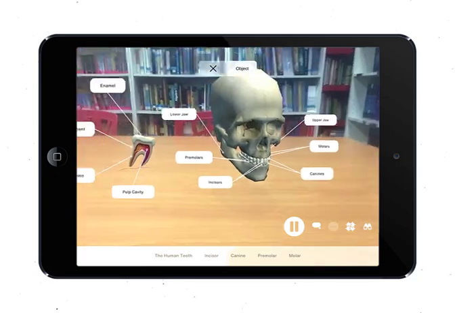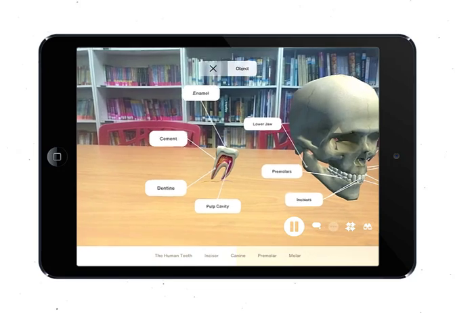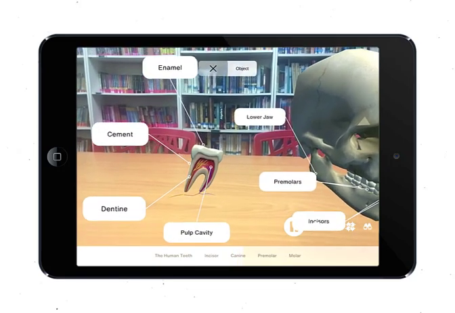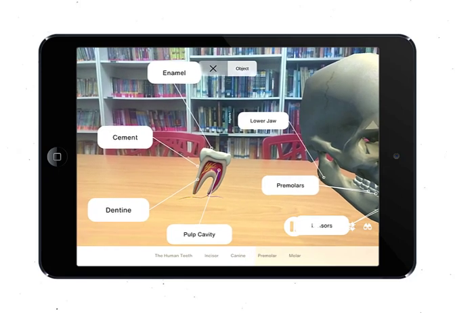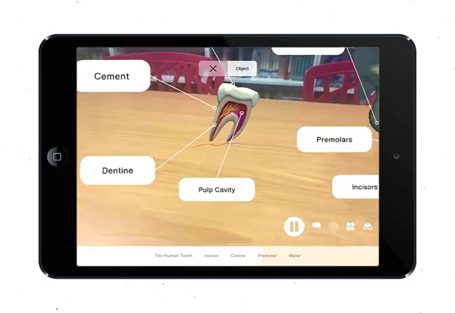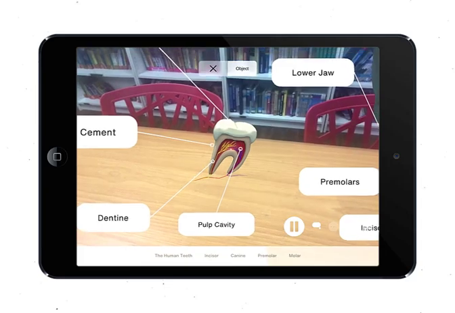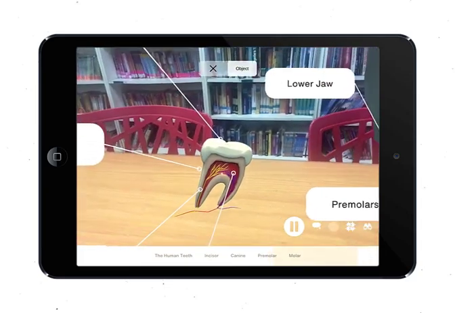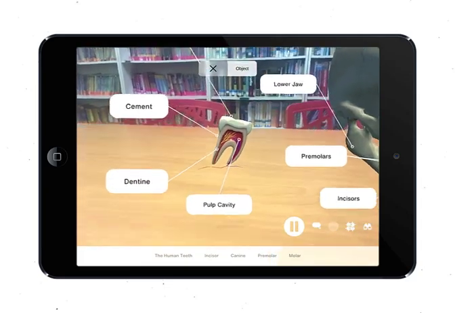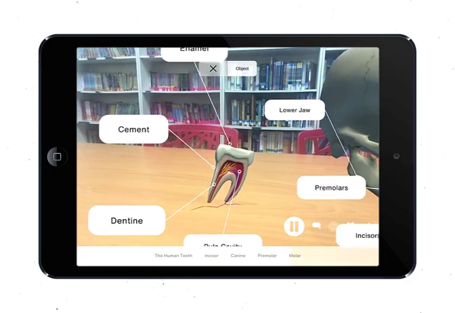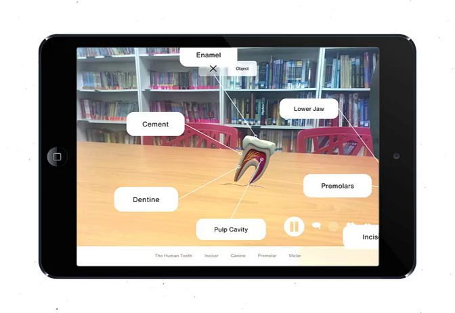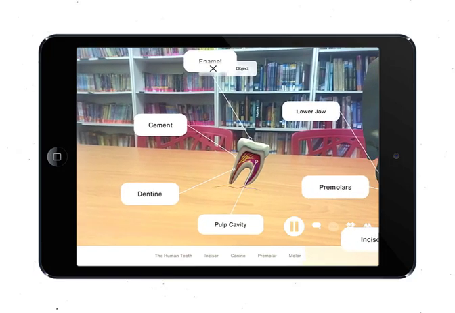So first up is the enamel, which is the white layer seen by everyone. This layer is the hardest tissue in the body and is made up of calcium salts. Its function is to protect the dentine. Next up is the dentine. It is made up of a similar composition as enamel, but is softer than enamel. Dentine acts as a shock absorber, preventing damage to the pulp cavity and the nerves.